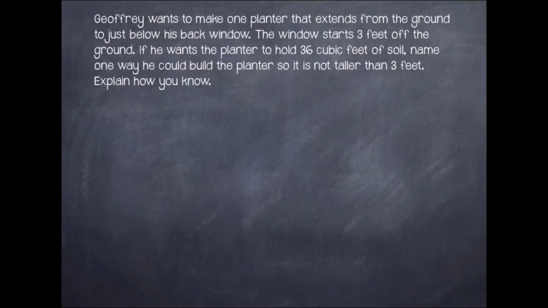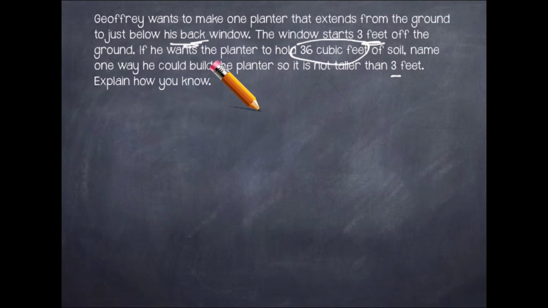Okay, so read through the problem again. It says that his window starts 3 feet off the ground, and he wants to make a planter that goes just below his back window. Okay, and he wants it to hold 36 cubic feet of soil. All right, perfect. So he doesn't want it to be taller than 3 feet.